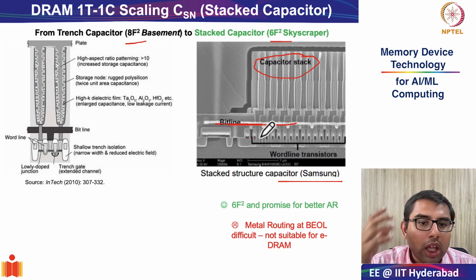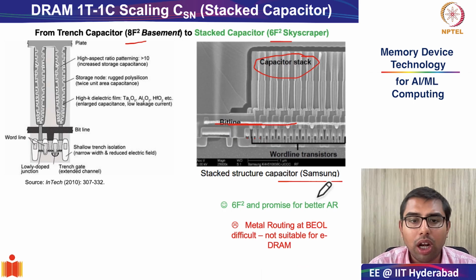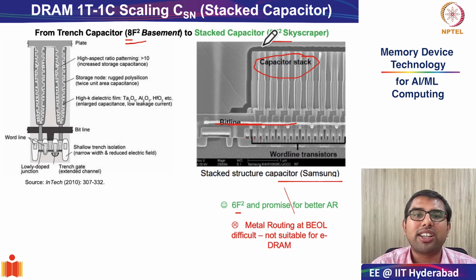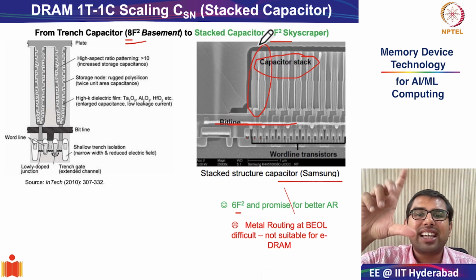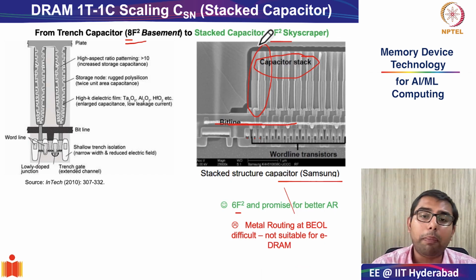Okay, so the good thing about the stacked capacitor model was that you were able to scale from 8F squared to 6F squared, and there is also promise for better aspect ratio. There is promise that you can make the aspect ratio of the cell capacitors even steeper than 75:1, the record that we saw in the previous slide with trench capacitors.